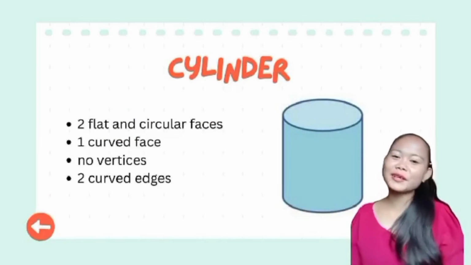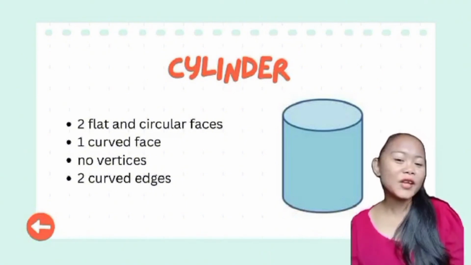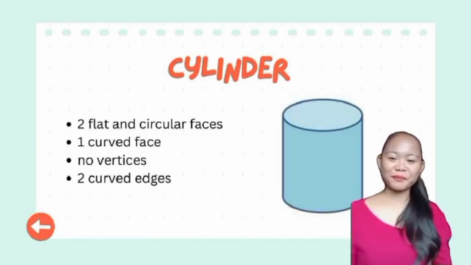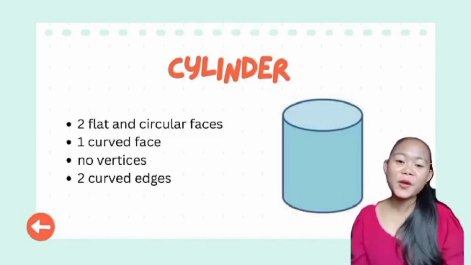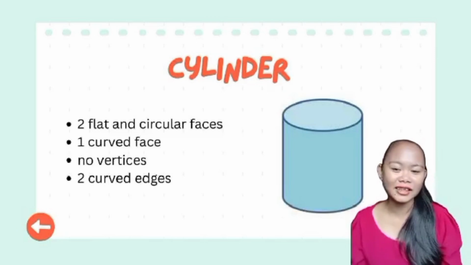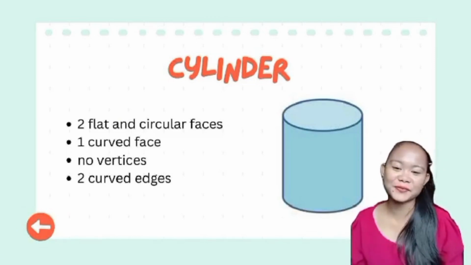Let's proceed to the cylinder. A cylinder has 2 flat faces, one at the top and one at the bottom. Both are circles. It also has one curved face around the middle. And it has no corners or vertices.